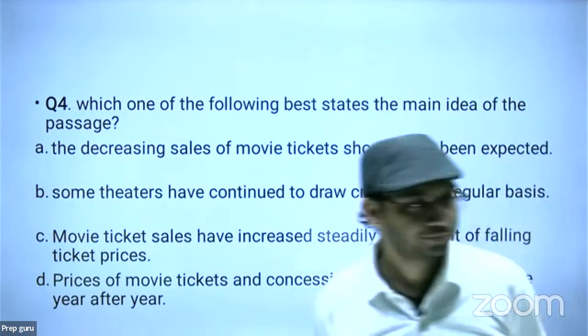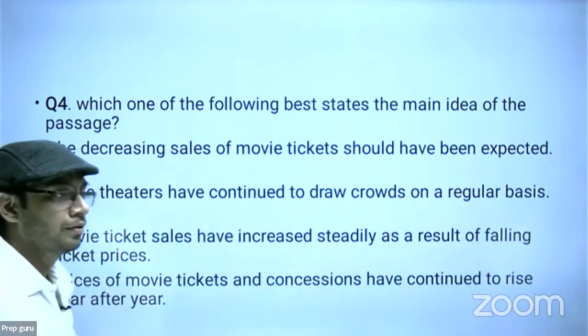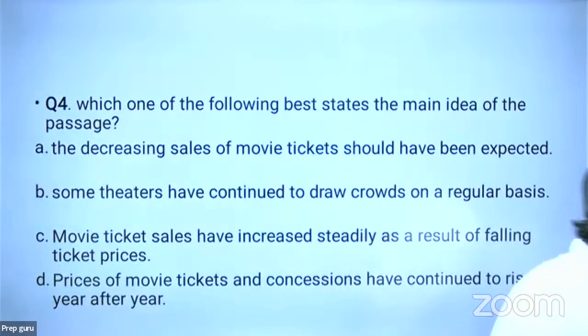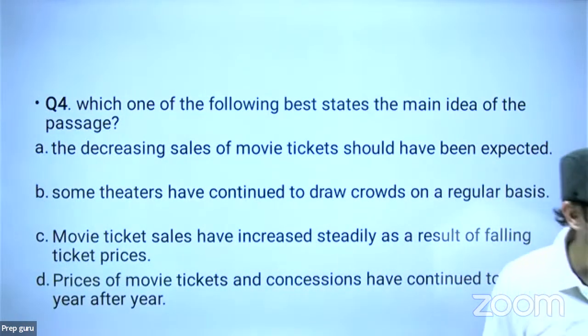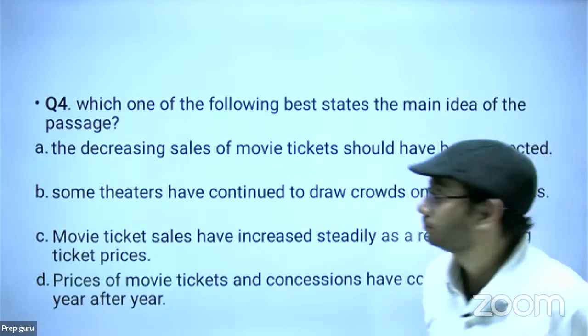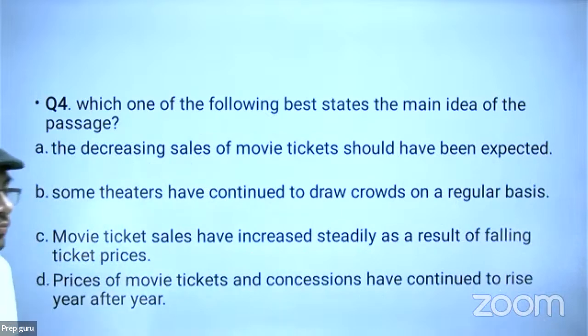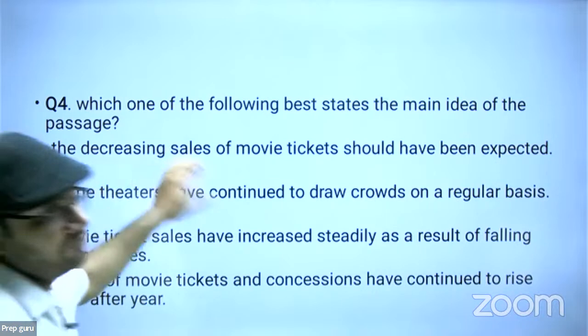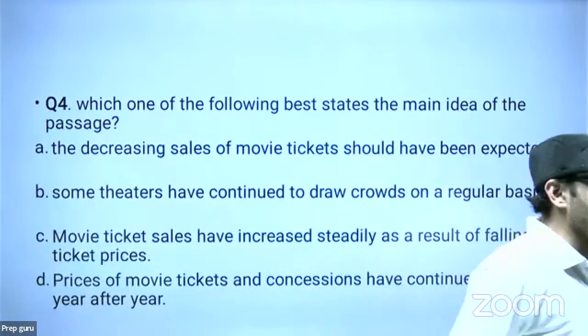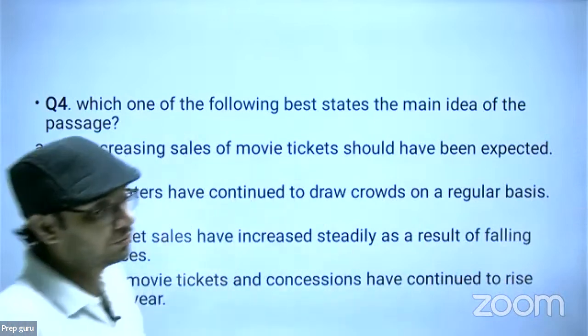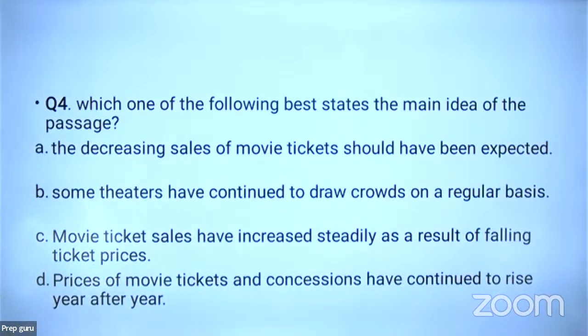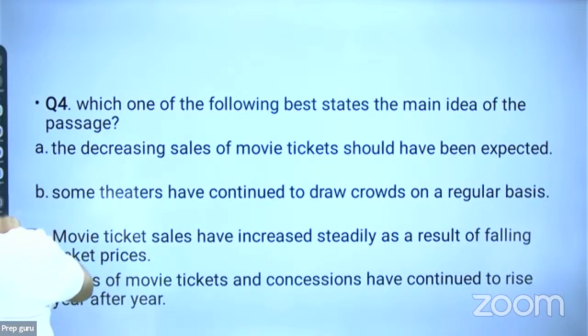What about others? Okay, A. Harshit is saying B. Visha, A. Any other answer? Okay, let's see. A is saying that decreasing sales of movie tickets should have been expected. Should have been expected means what? In the starting line itself he said it is not surprising. Meaning it is obvious that the sale of movie tickets is declining. Okay? So you can make a point on that. It might be the answer.